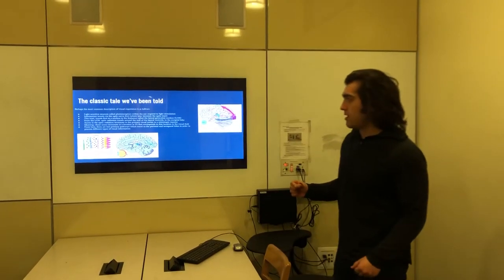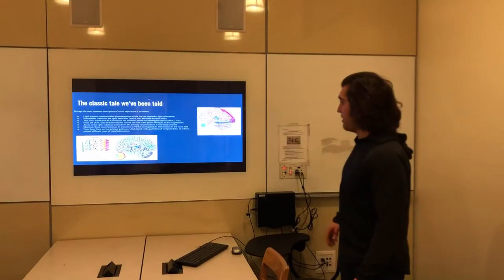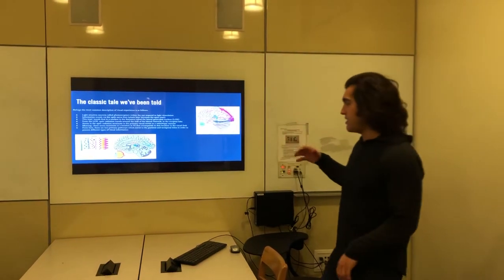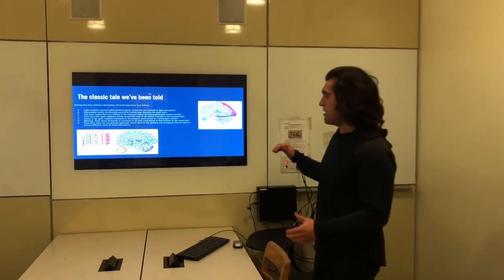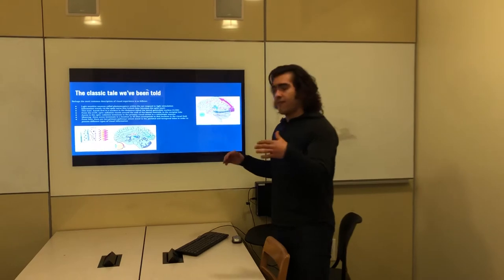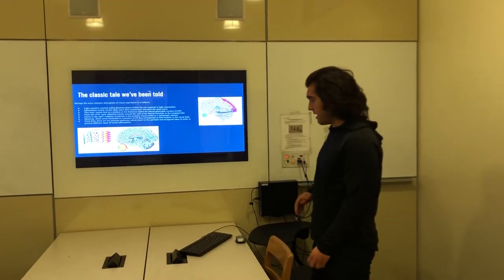I'm not going to go into too much detail because we're all familiar with how the visual system works. But I think it's important to highlight that this classic description of the visual system is not entirely accurate, and specifically that information doesn't travel unidirectionally through the visual processes.